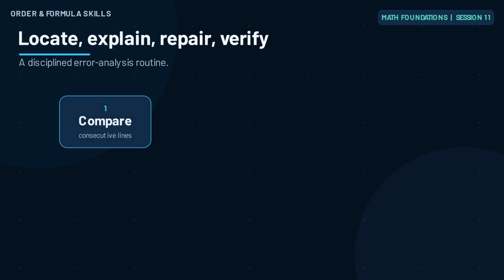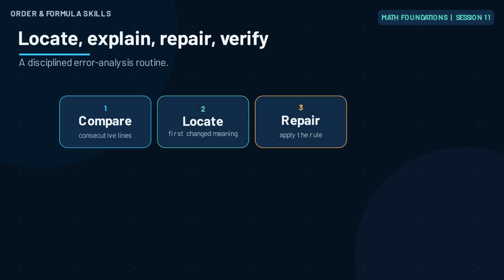Compare consecutive lines. Find the first changed meaning. Name and repair the violated rule. Verify sign, size, and structure.